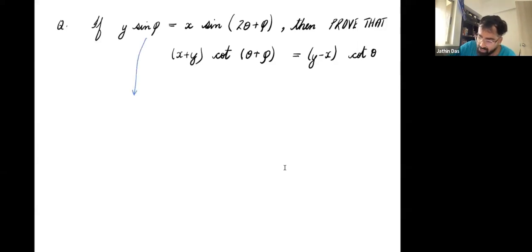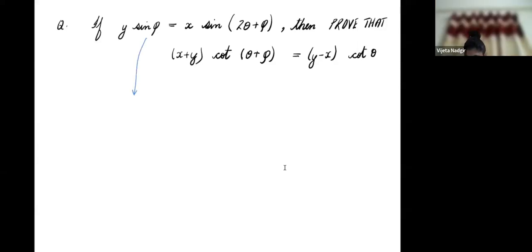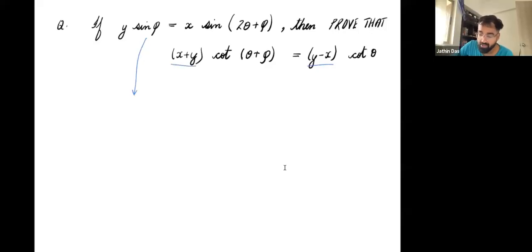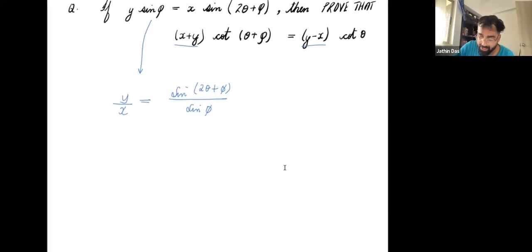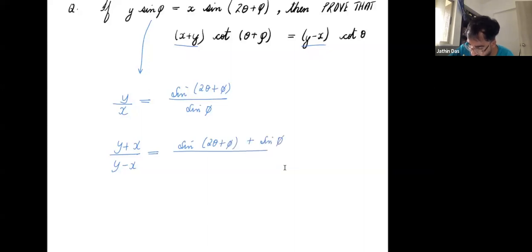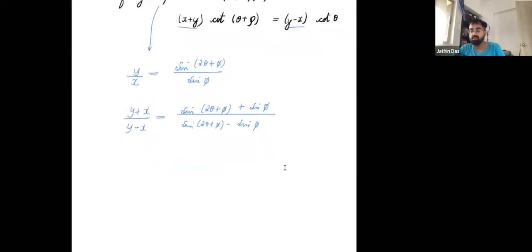You understood you have to apply C and D? See, y minus x and y plus x. And it is y minus x. So I will write it as y by x is equal to 2 theta plus phi by sine phi. Now I add and subtract component to and dividend to. Here also I add and subtract. Okay. This is C and D.